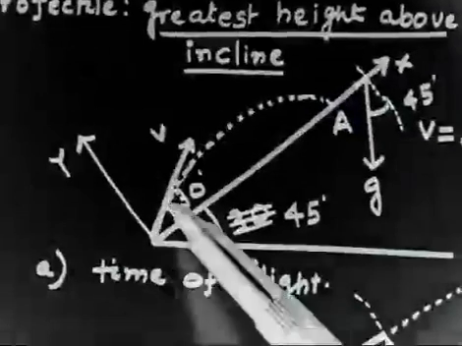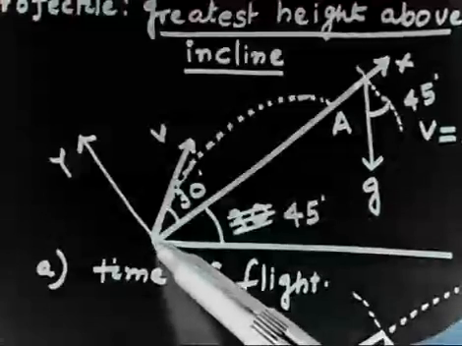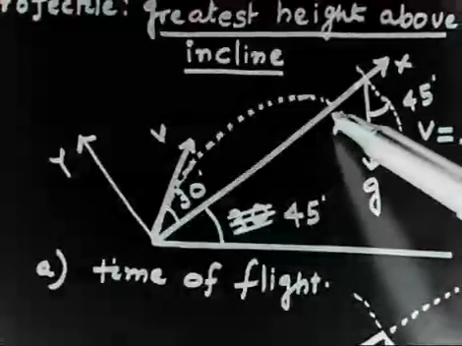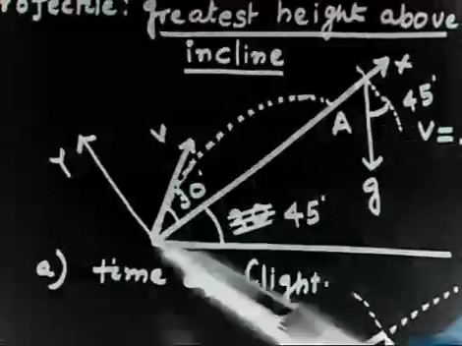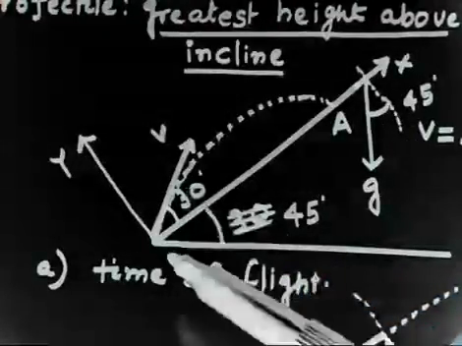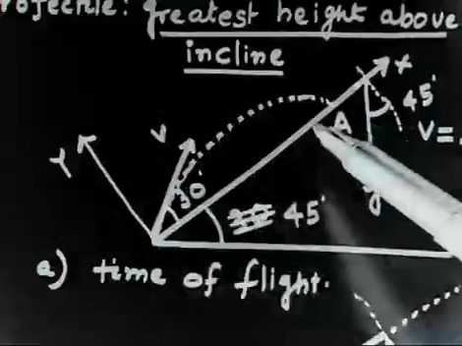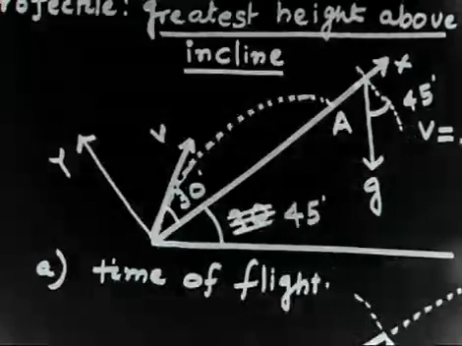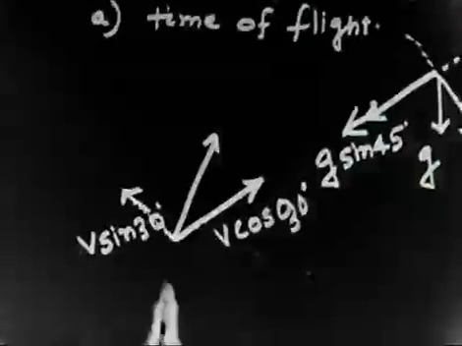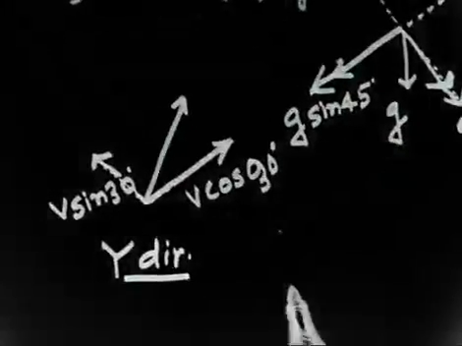If you see along the incline, perpendicular to the incline, the distance traveled is 0. Initially this was on the incline, finally this is also on the incline. It has only changed the x coordinate, it has not changed the y coordinate. At every point on the incline y coordinate is 0. So the distance traveled along the y direction is 0. Let us write the equation in y direction.